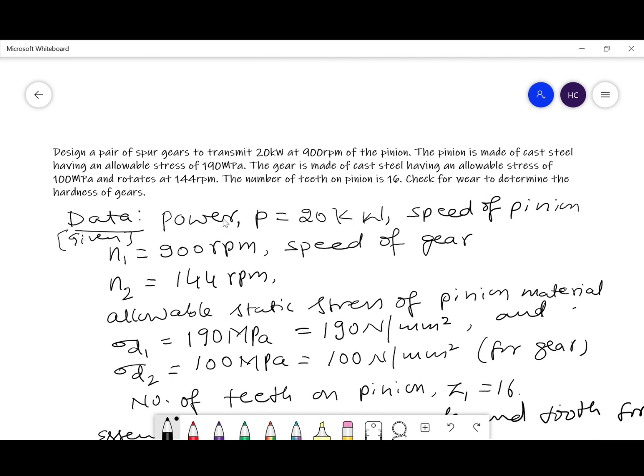Data given. Power P is equal to 20 kilowatt. Speed of pinion N1 is equal to 900 rpm. Speed of gear N2 is equal to 144 rpm. Allowable static stress of pinion material, denoted sigma D1, is equal to 190 MPa. It's nothing but 190 Newton per millimeter squared. And allowable static stress for gear material sigma D2 is equal to 100 MPa, that is 100 Newton per millimeter squared. Number of teeth on pinion Z1 is equal to 16.